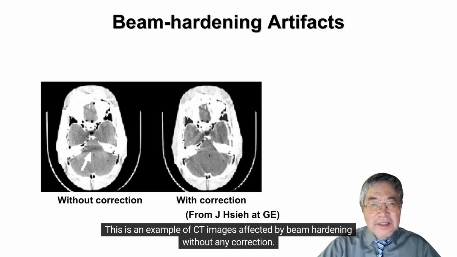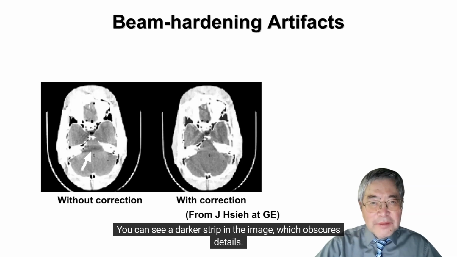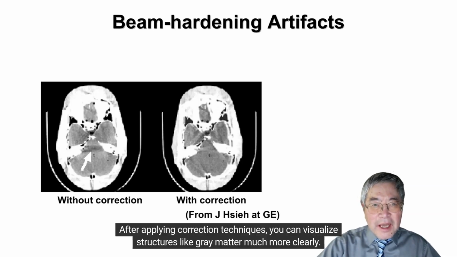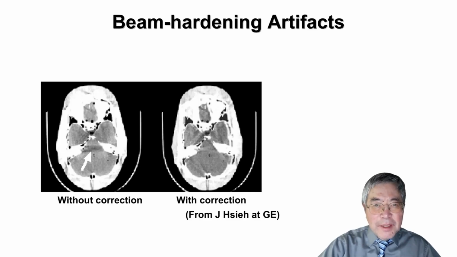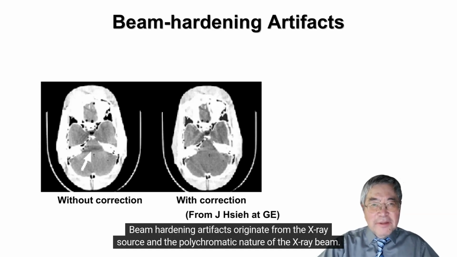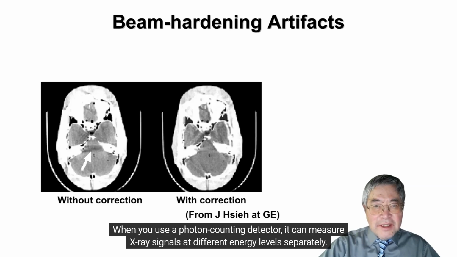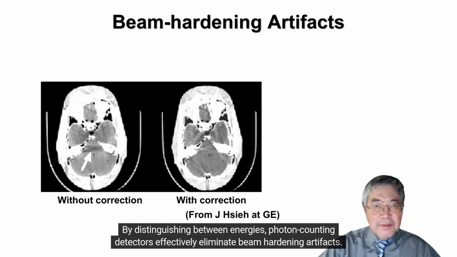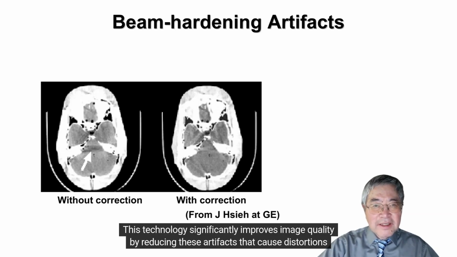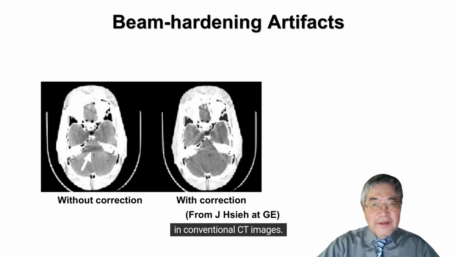This is an example of CT images affected by beam hardening without any correction. You can see a darker strip in the image which obscures details. After applying correction techniques, you can visualize structures like gray matter much more clearly. Beam hardening artifacts originate from the X-ray source and the polychromatic nature of the X-ray beam. A photon counting detector can measure X-ray signals at different energy levels separately. By distinguishing between energies, photon counting detectors effectively eliminate beam hardening artifacts. This technology significantly improves image quality by reducing these artifacts that cause distortions in conventional CT images.